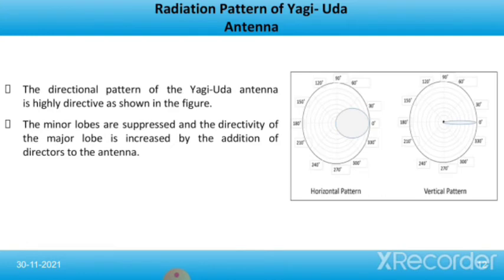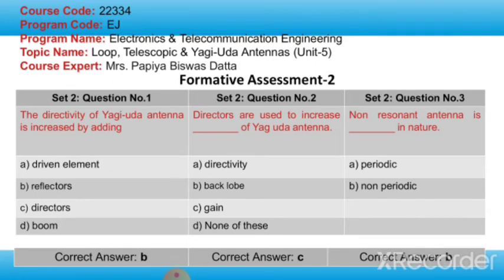The directional pattern of the Yagi-Uda antenna is highly directive. The minor lobes are suppressed here, and the directivity of the major lobe is increased by the addition of directors to the antenna. Now let's take a minute and try to answer these questions. The directivity of the Yagi-Uda antenna is increased by adding which type of element? Directors are used to increase dash of the Yagi-Uda antenna, and a non-resonant antenna is dash in nature.